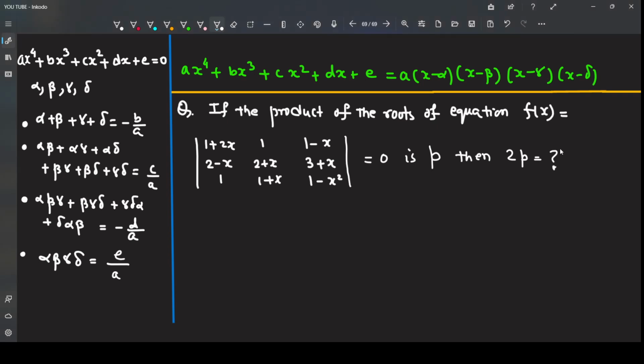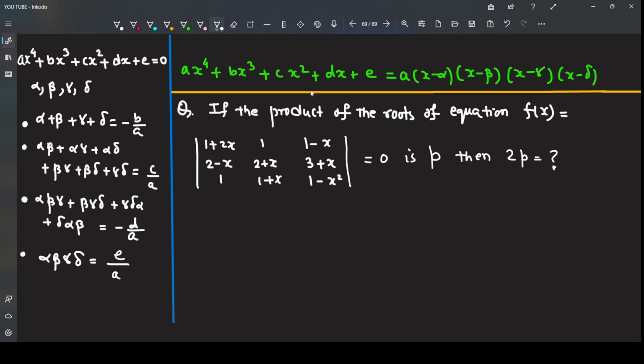Hi everyone. In this video, we are going to solve a problem which is based on determinant, but there is a use of biquadratic equation or concept of theory of equation.